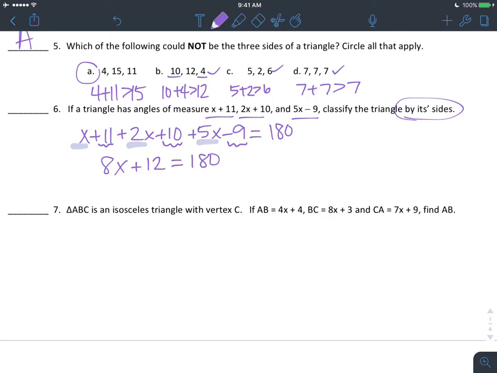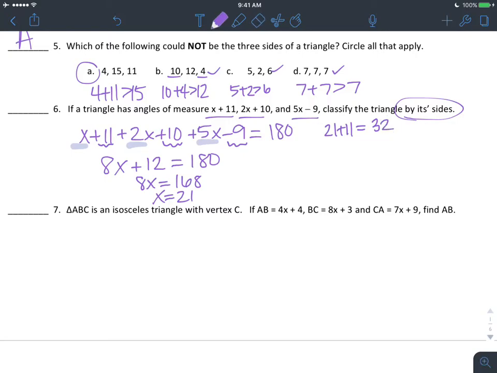So we're going to subtract 12. 8x is equal to 168. So 168 divided by 8 is going to give us x equals 21. Then we have to plug this back in. So we're going to have 21 plus 11 is 32.